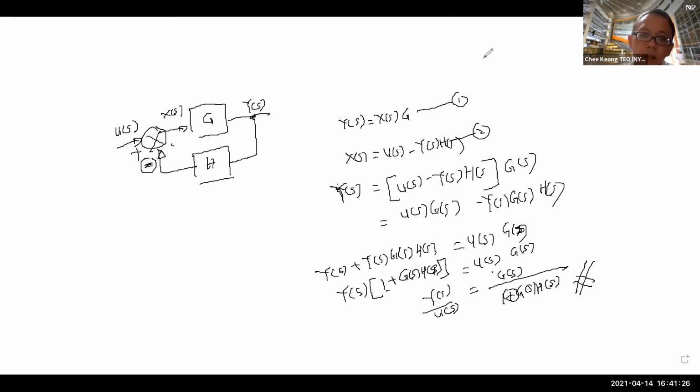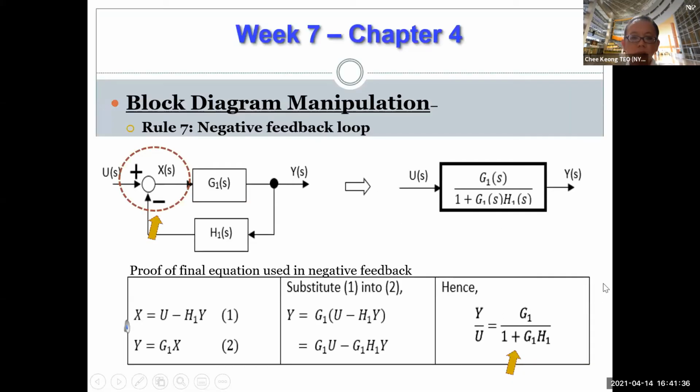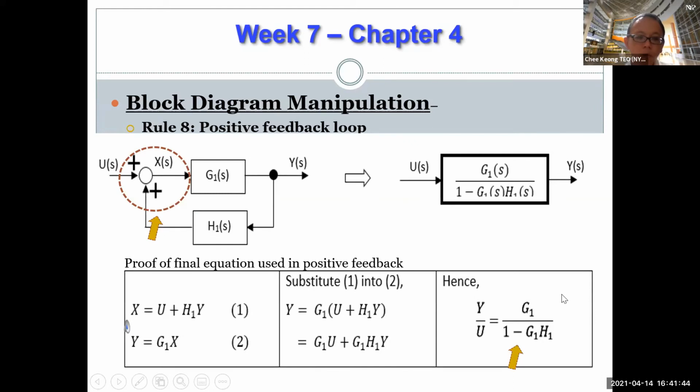Rule 7, which is exactly what we did here. Okay, rule 7, so simple as that. Now rule 8 is basically changing the sign. If you change this sign to plus, then this becomes minus. Rule 8, for block diagram manipulation, when the summing point is at the back of two blocks, use the formula G over 1 minus GH for positive feedback.